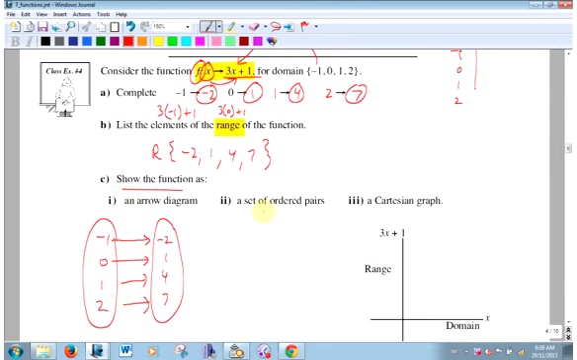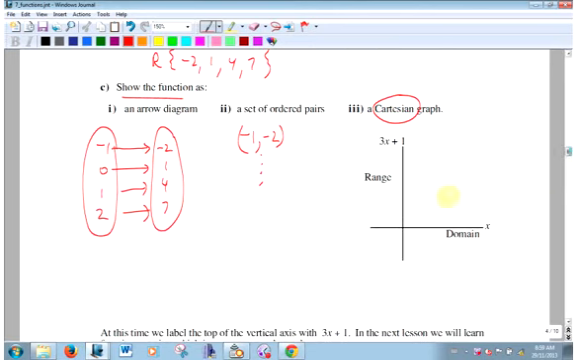Ordered pairs, well, just write them all out. As a Cartesian graph, what other kind of graph do you guys know how to do? It's always going to be on this two-plane x and y coordinate grid. That's what they mean by Cartesian, right? I think that's the only way you guys know how to graph. What else do we do?